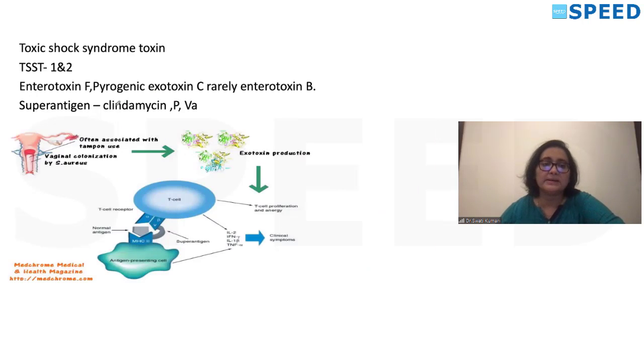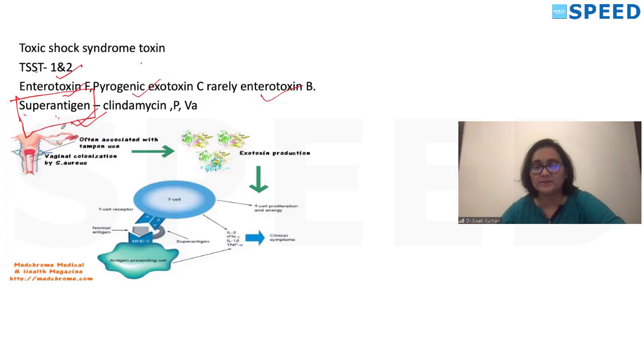Now coming to toxic shock syndrome toxin. We have 1 and 2. So which are toxic shock syndrome toxins? We have enterotoxin F, pyrogenic exotoxin, rarely enterotoxin B. Actually, this toxic shock syndrome toxin is a superantigen. Please remember, you have got questions on superantigen plenty of times. So what is this TSST? Nothing but a superantigen.